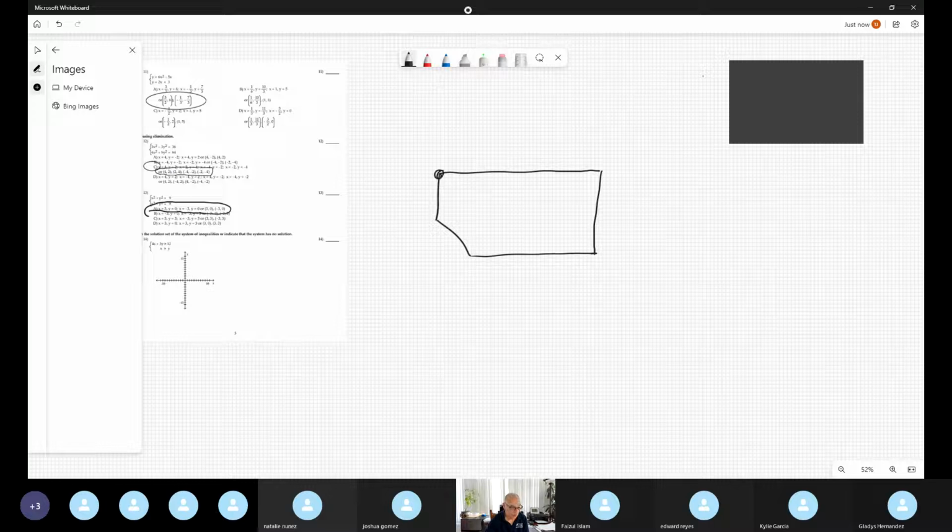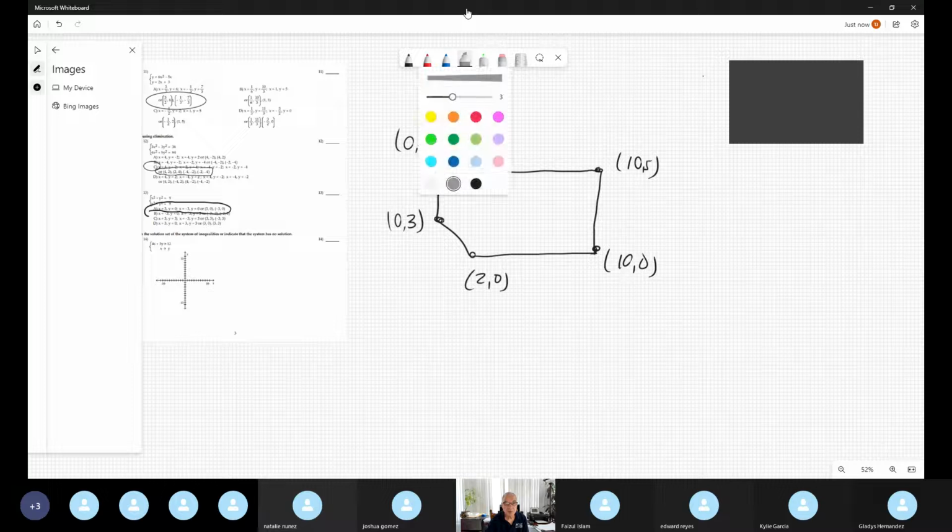And this corner is 0,5. And this corner is 0,3. And this corner is 2,0. That one is 10,0. And that one is 10,5. Okay, and this is my feasible region. Let me use that color. Same color.